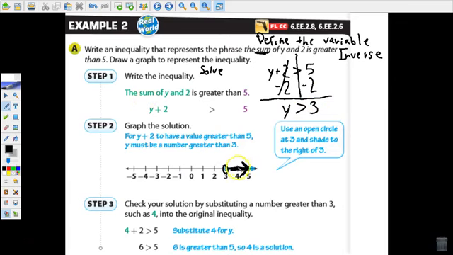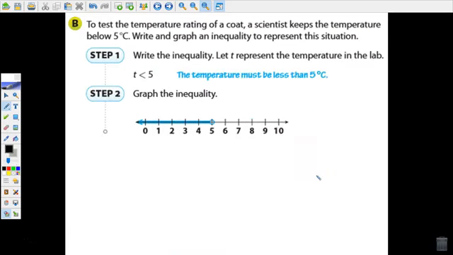So you can check your solution. 4 is shaded in, so 4 should work if it's in. 4 is greater than 3. Yes, it is. Also, 4 plus 2 is greater than 5. Yes, it is, so it works out. Okay?